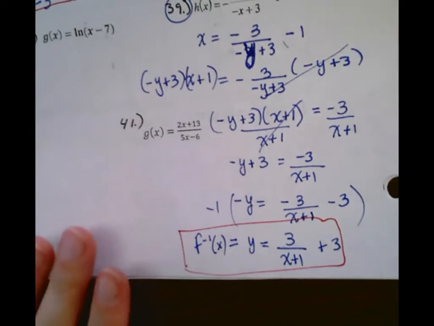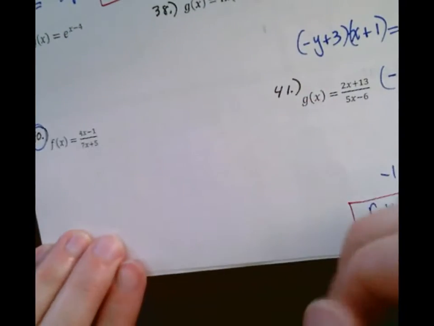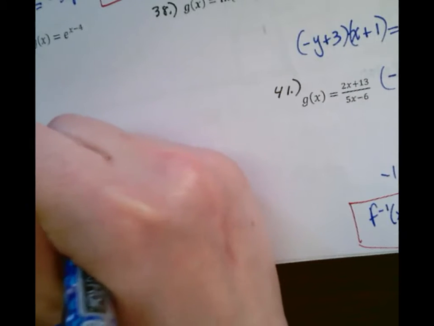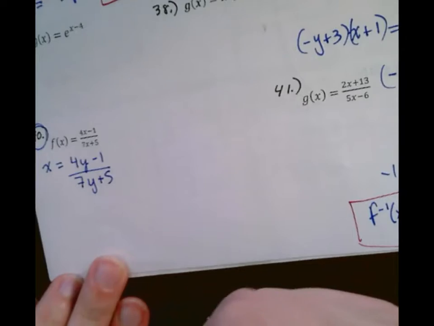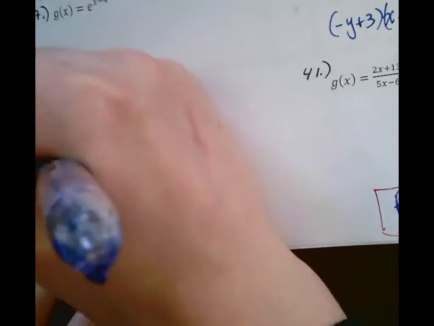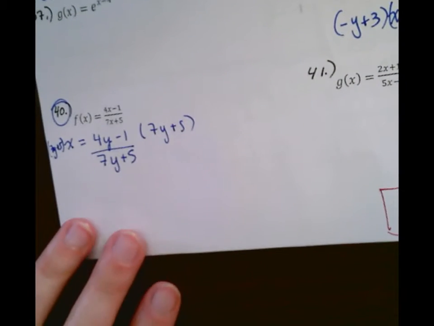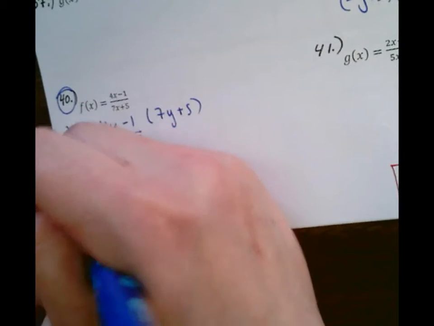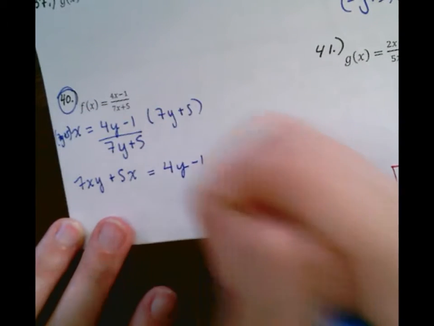And my last problem I'm going to do for you guys on this page is going to be 40. So 40 is one of those tricky rational ones, so I'm going to switch x and y. And I'm going to start by multiplying both sides by 7y plus 5. And in this case, I am going to distribute that x in. So I would end up with 7xy plus 5x is equal to 4y minus 1.